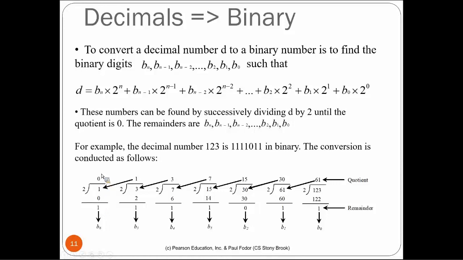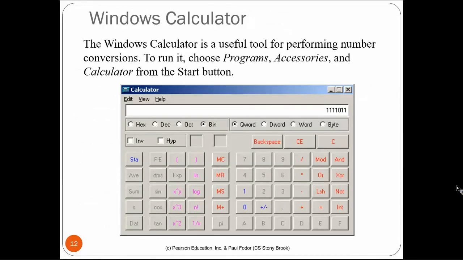At that moment the conversion is finished, and if we read the remainders in reverse order, as we obtained them from right to left, we read them from left to right. That is the binary number corresponding to 123 in decimal. So in our case it's 1111011 in binary.